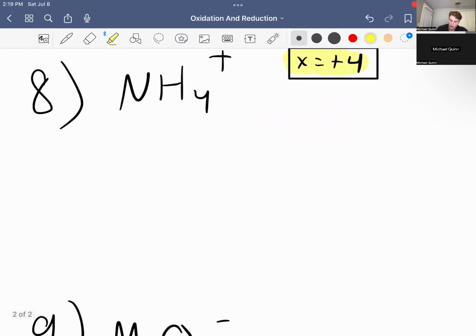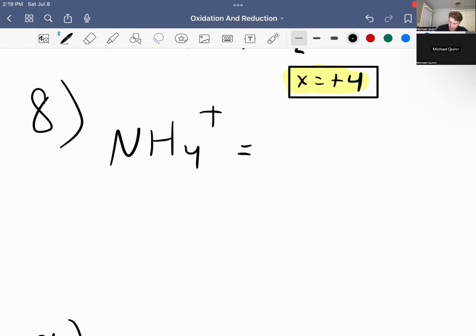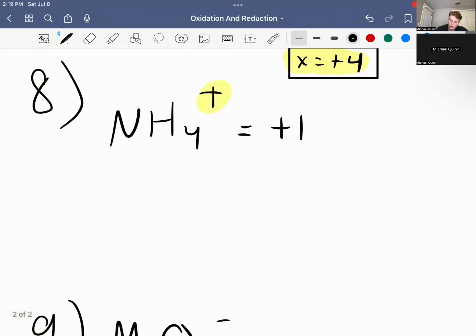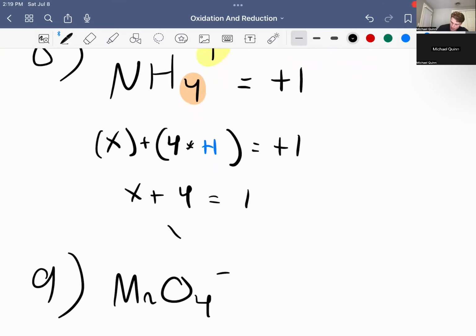For carbon. Number 8, NH4 plus, we should set equal to plus 1 because its charge is plus 1. We know that nitrogen has not popped up on our rules yet, but hydrogen is plus 1. So nitrogen will be X, we do not know it, plus 4, there are 4 hydrogens, times each hydrogen has an oxidation state of plus 1. So this is going to be X plus 4 equals 1. X will equal negative 3.